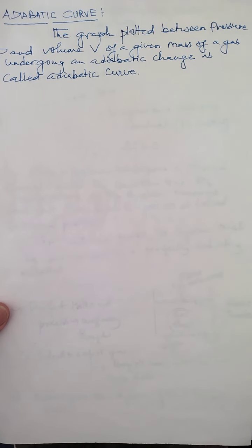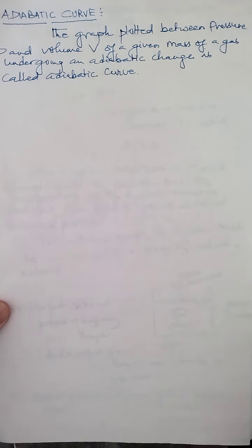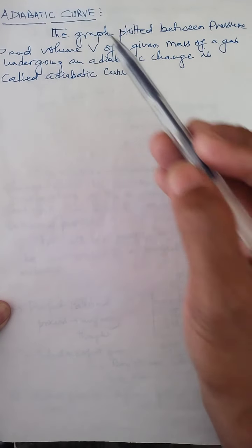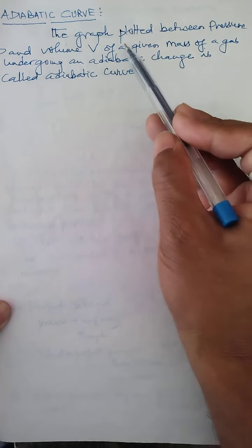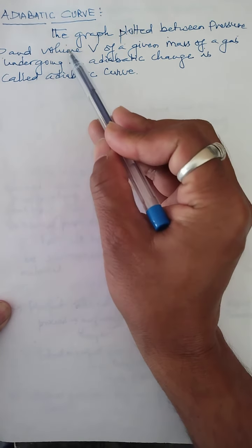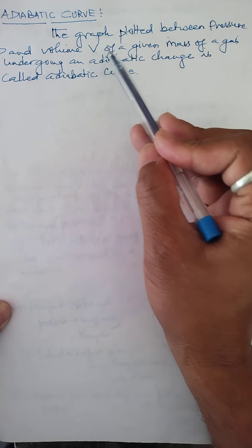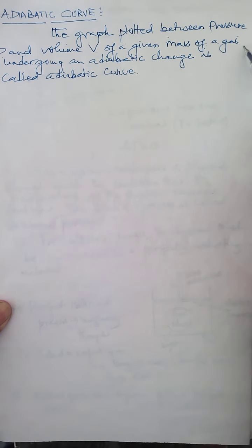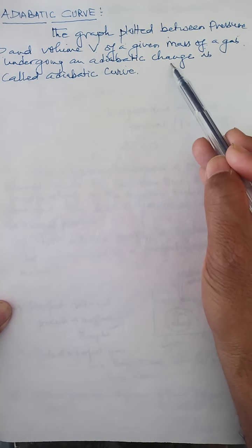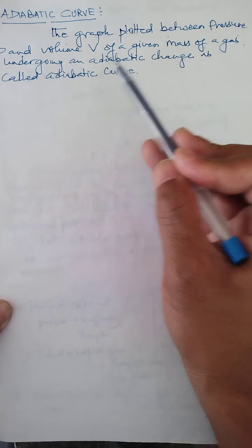All right, dear children, we move to the next topic related to the adiabatic process. As you learned in the case of the isothermal process, there is also an adiabatic curve. Basically, the adiabatic curve is a graph plotted between pressure, indicated by the letter P, and volume, indicated by the letter V, of a given mass of a gas. And children, what type of gas are we taking? Ideal gas, undergoing what? Adiabatic change. And such a curve is known as the adiabatic curve.